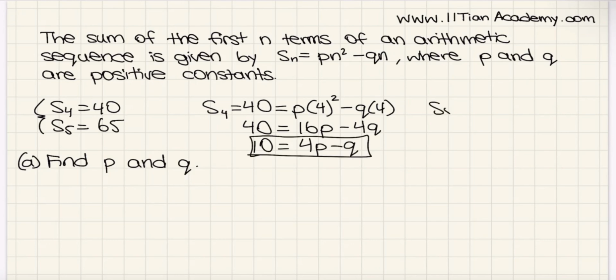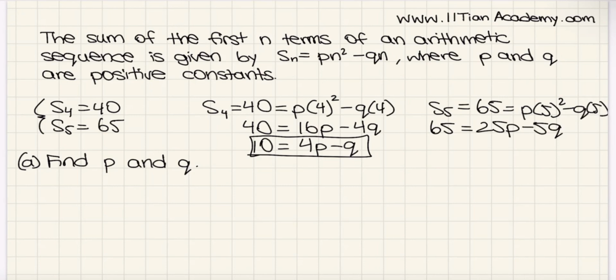Now what about S of 5? The sum of the first five terms is 65, and that's also equal to P times 5 squared minus Q times 5. Therefore, 65 is equal to 25P minus 5Q. And then if we divide all of these by 5, 65 divided by 5 is 13, 25P divided by 5 is 5P, and 5Q divided by 5 is just Q. So therefore, we have these two equations. We now know that 10 is equal to 4P minus Q, and 13 is equal to 5P minus Q.